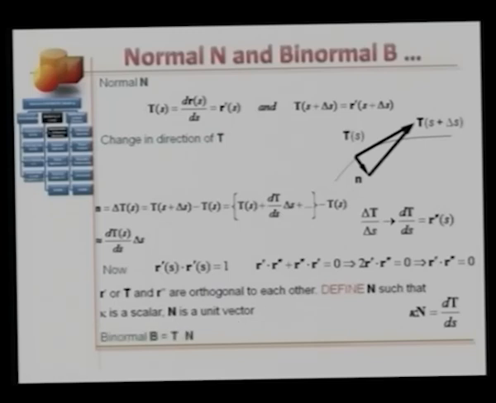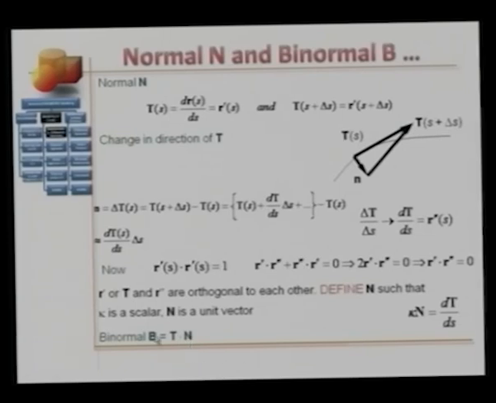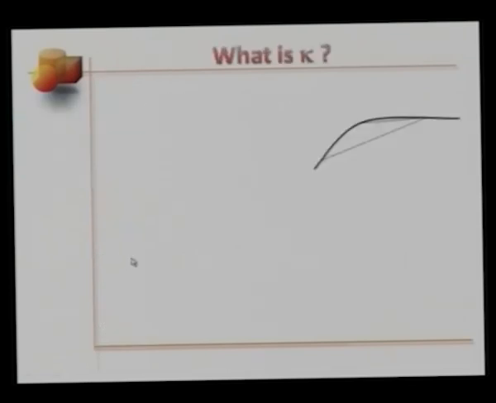Finally, the binormal B is given by the cross product between the unit tangent and the unit normal. We know that both T and N are orthogonal to each other. It is the scalar kappa that we need to investigate a little further. Question: what is kappa? Does it have any physical relevance or significance?